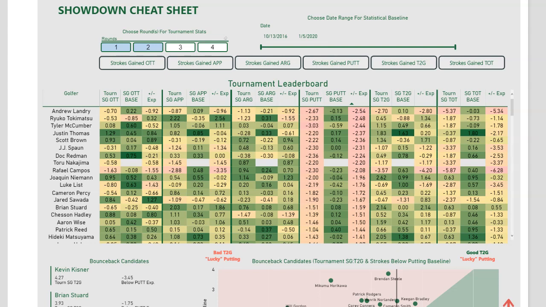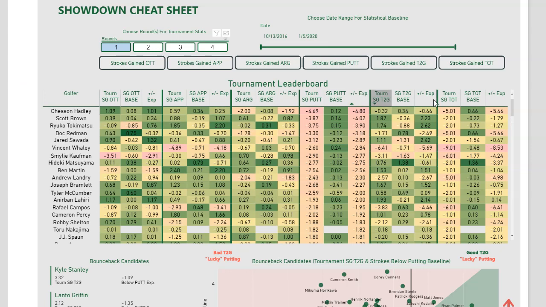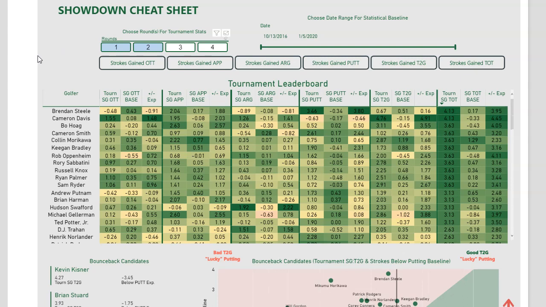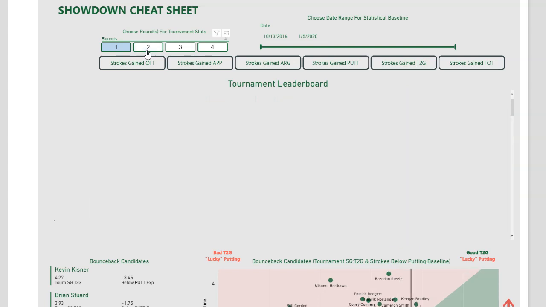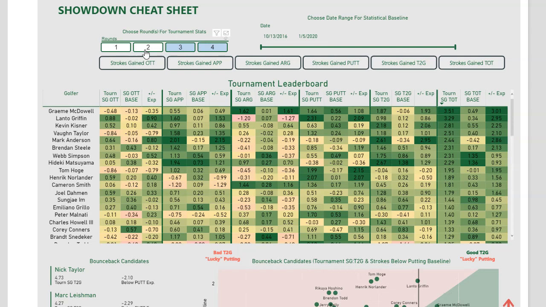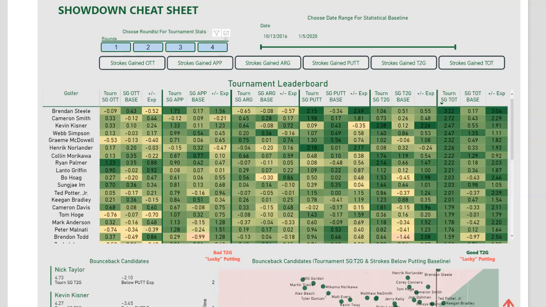So this is a lot of data. I highly encourage you to mess around with this and see what works for you, because you can sort by any column here. What you can also do is choose any round or rounds. So if you're playing second round Showdown, you can just choose to see first round data and everything is going to update here. Or you can say, I want first and second rounds because I'm going to play the weekend slate or the third round slate. Or for whatever reason, if you only wanted to see the first and the third round, or the third and the fourth round, you could do that. Any combination of rounds or all of them would also work.